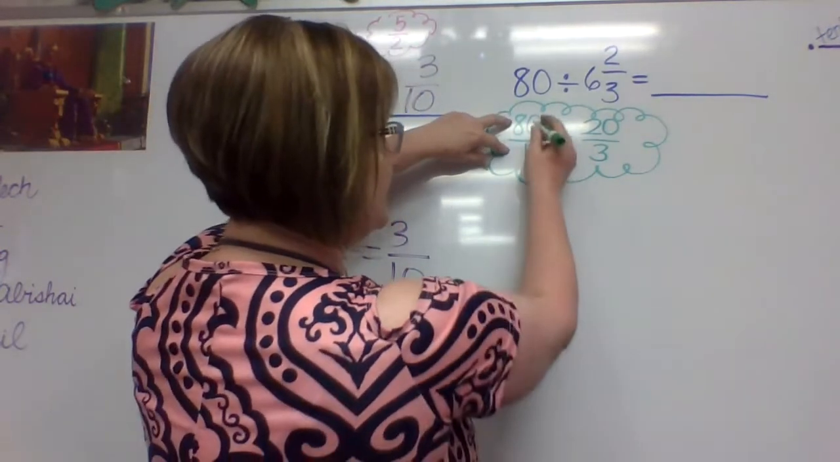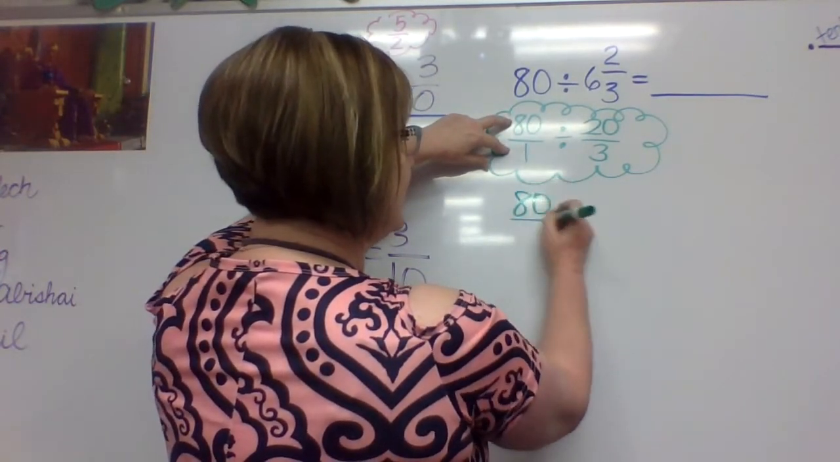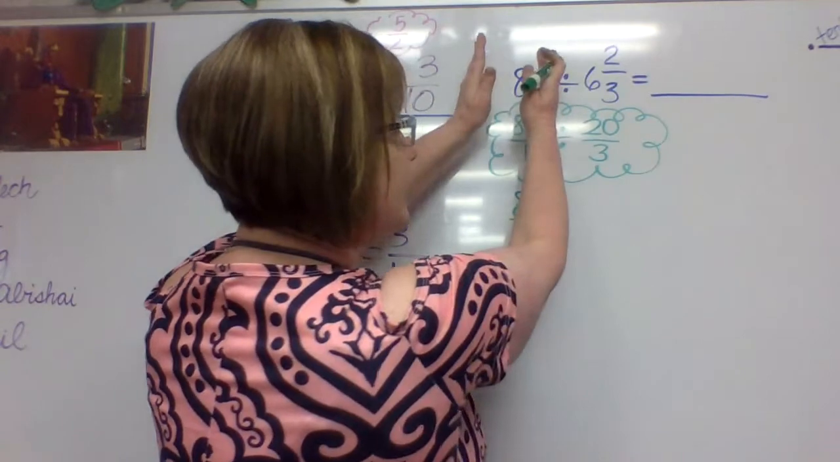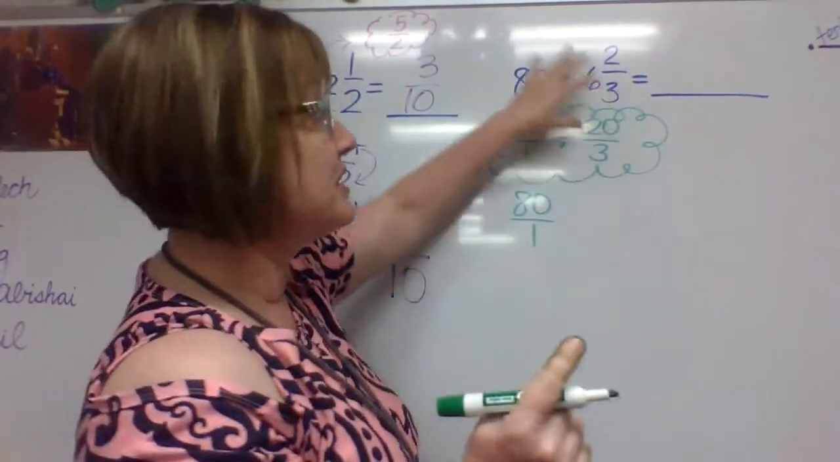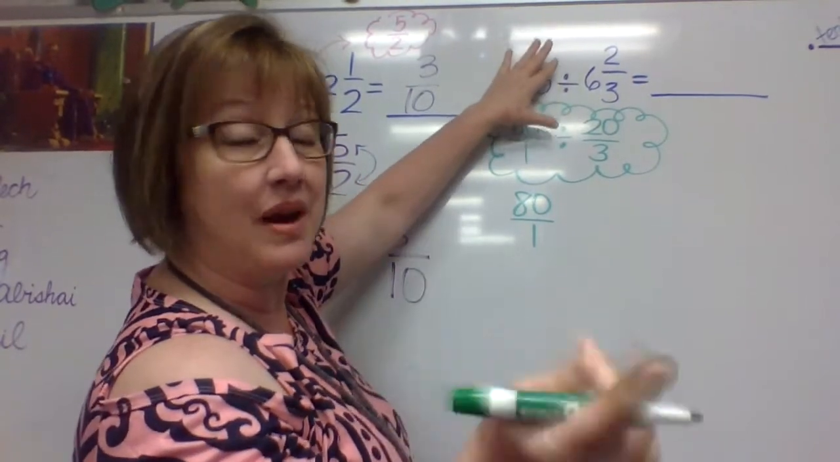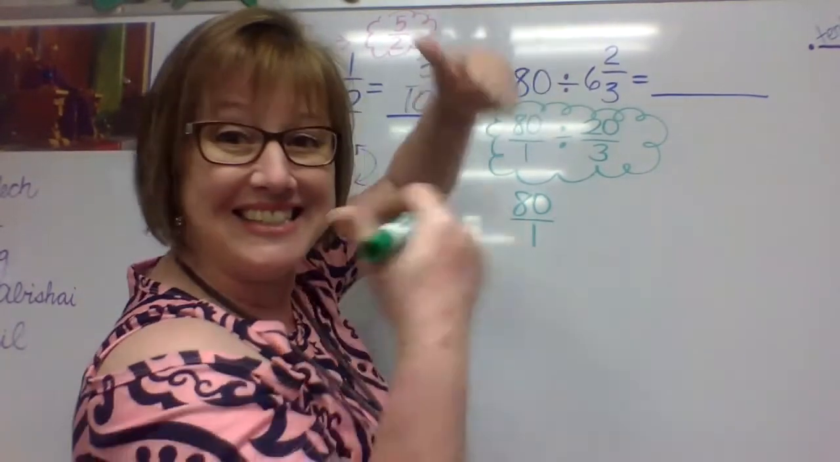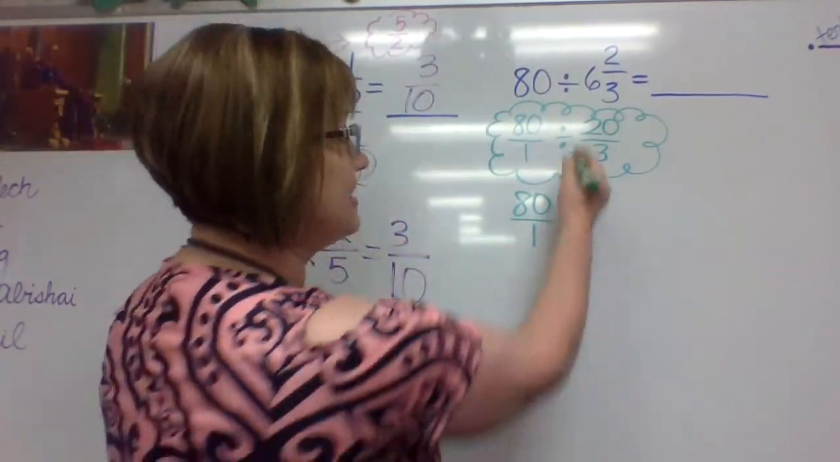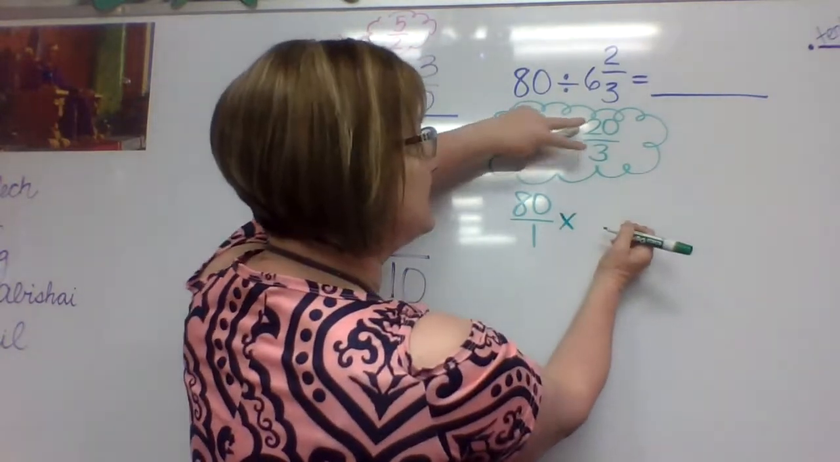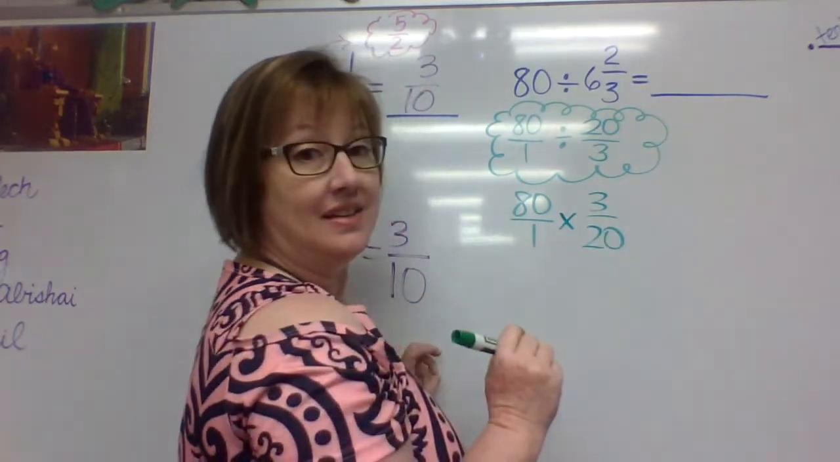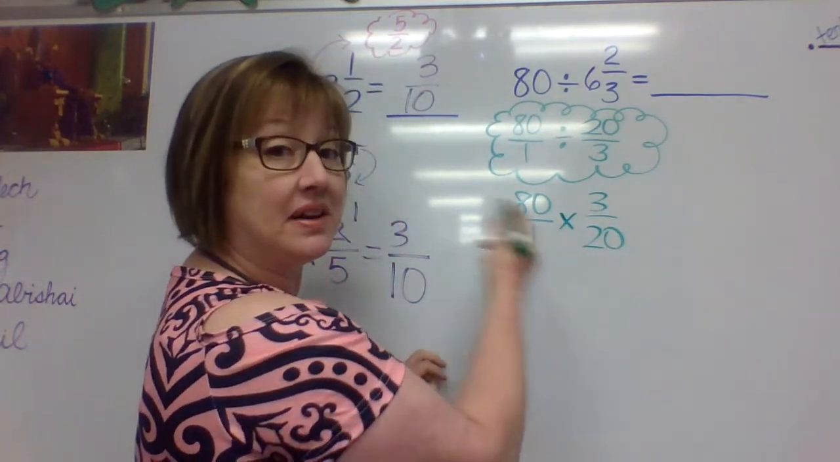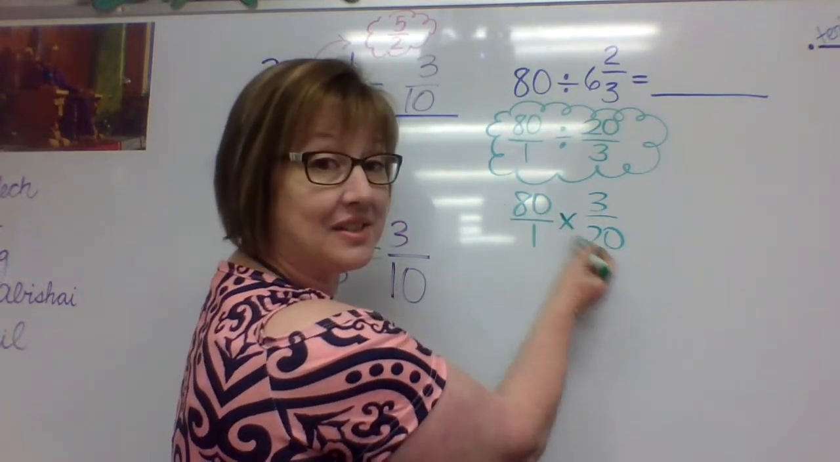Okay, and invert it. So bring it down here. 80 over 1 stays the same. Remember, do not invert this side. Only flip the right one, the one on the right side, right? Yes. Okay, so 80 over 1 times, flip this upside down, 3/20ths. And you thought that was going to be a big problem, but look, now we can cross cancel, and it makes it real short.